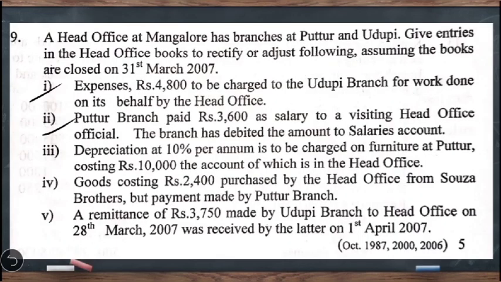Then the third one, depreciation at 10% per annum is to be charged on furniture at Puttur costing rupees 10,000, the account of which is maintained at the head office. Okay, here Puttur branch is having a furniture costing rupees 10,000.